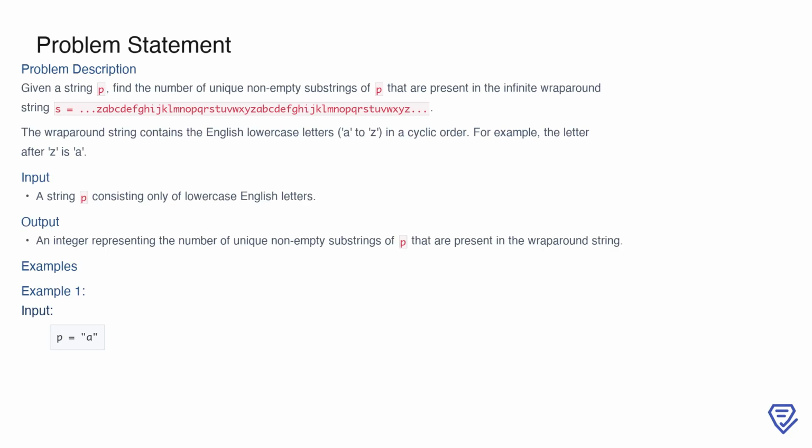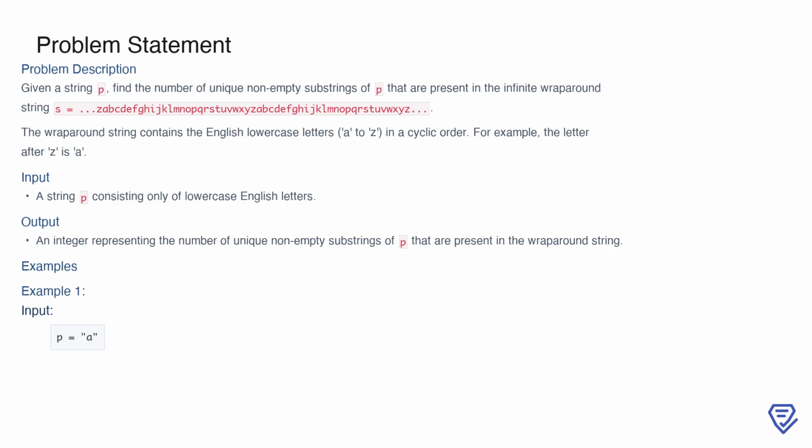The problem asks us to find the number of unique non-empty substrings of a given string P that exist in an infinite wraparound string. This wraparound string, denoted as S, is essentially the lowercase English alphabet arranged cyclically, meaning after Z, it wraps back around to A. For example, a substring like "zab" would be valid in this wraparound string because it respects the cyclic order. The input for this problem is a string P composed of only lowercase English letters, and the output is an integer representing the count of such substrings.